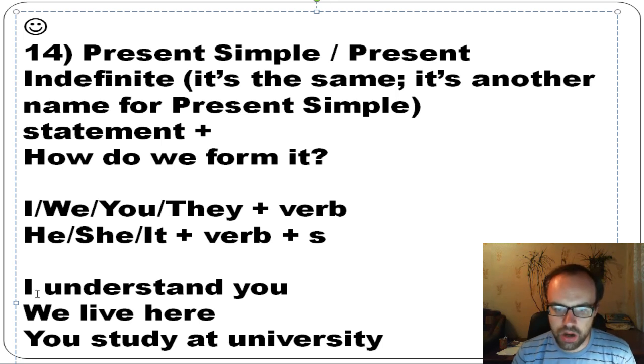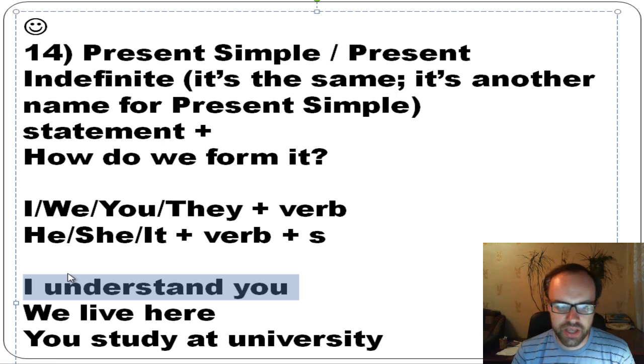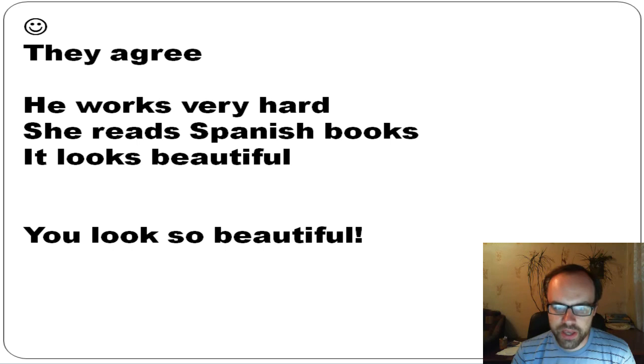Look, I understand you. So I plus verb. Understand is a verb. We live here. So we plus verb. Live is a verb. You study at university. So study is a verb. Good. Next. They agree. So they plus verb. Agree is a verb.